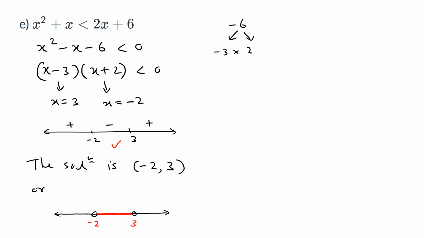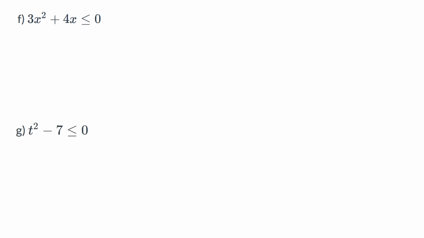Okay, so let's go to F, the next one. So what it says is 3x squared plus 4x. It may look different, but it's the same type of argument. We try to factor this. So what are the factors? And you can see x is a factor. Once you take x out, you see 3x plus 4.